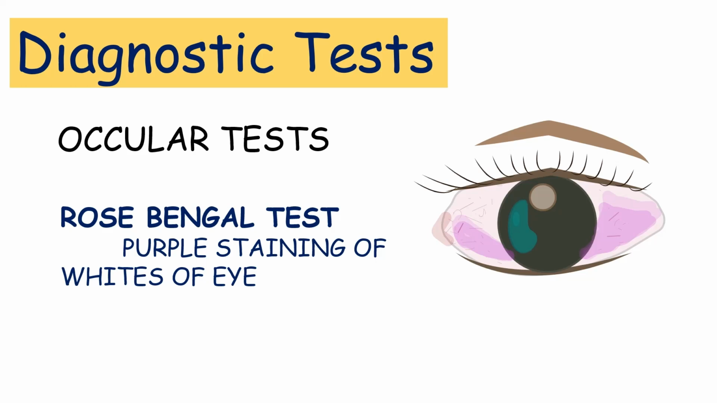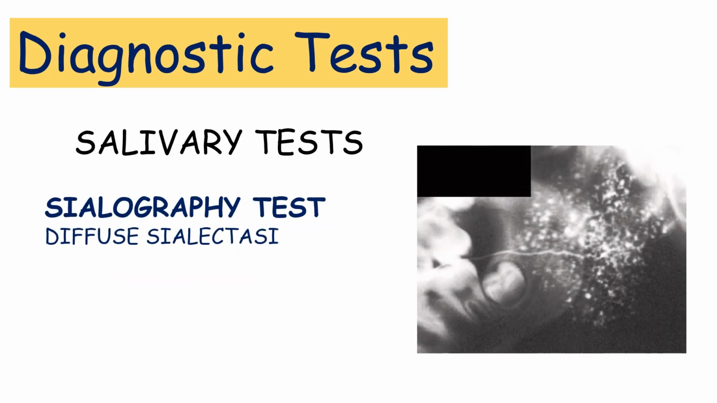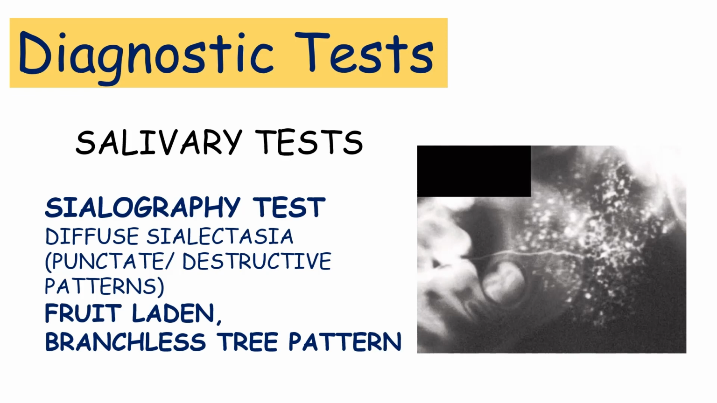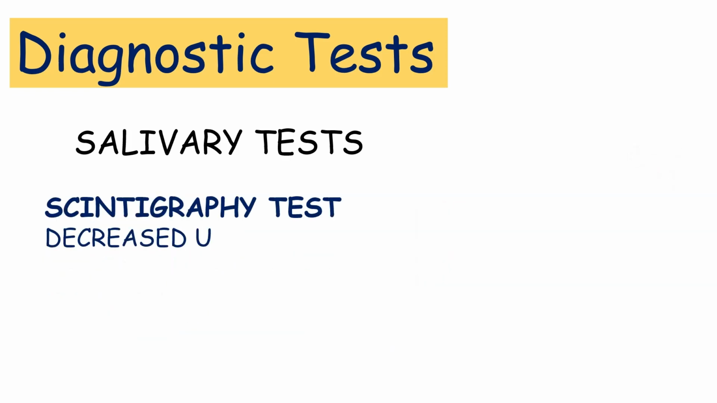of Sjogren syndrome. The salivary tests include sialography, where diffuse sialectasis that shows punctate destructive patterns and a characteristic fruit-laden branchless tree pattern is viewed. Whereas in scintigraphy, a decreased uptake of technetium-99m, which is a radioisotope, is seen.